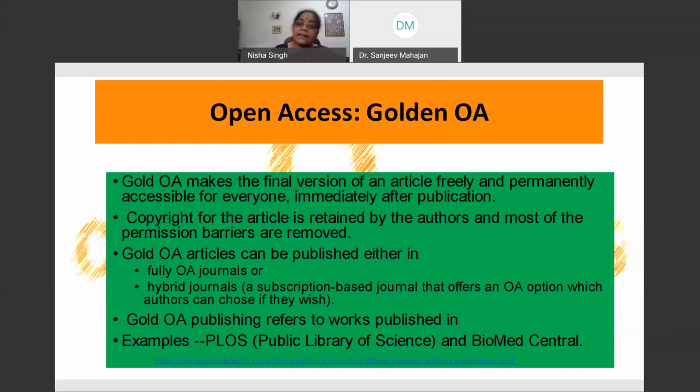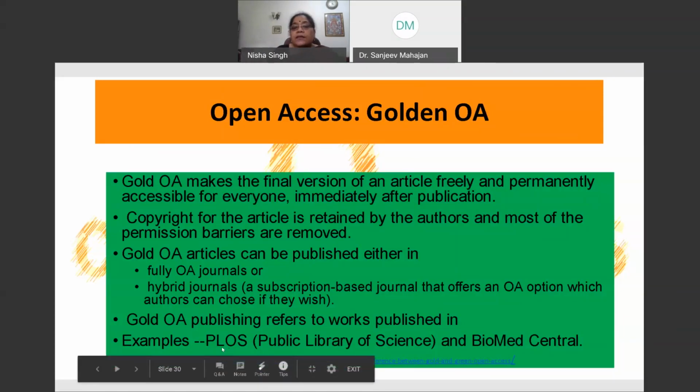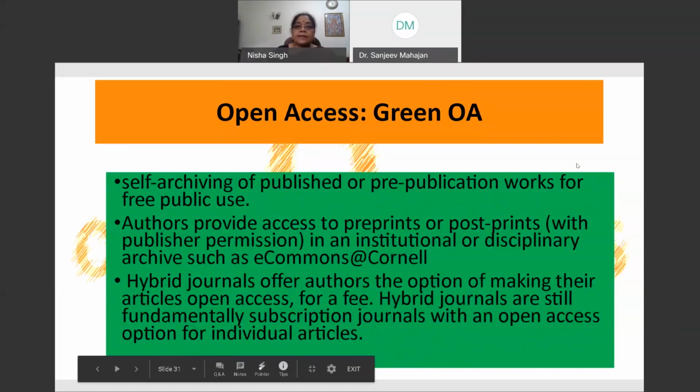And exactly there are certain industries, certain funding agencies, if you ask them for funds for hybrid, they don't give them. So gold open access publishing can also be seen in the Public Library of Science and BioMed Central, where you get open access. The other is the green open access.